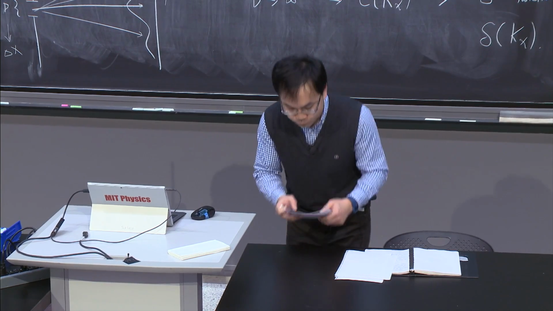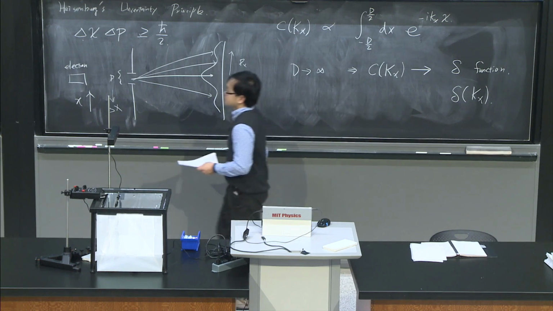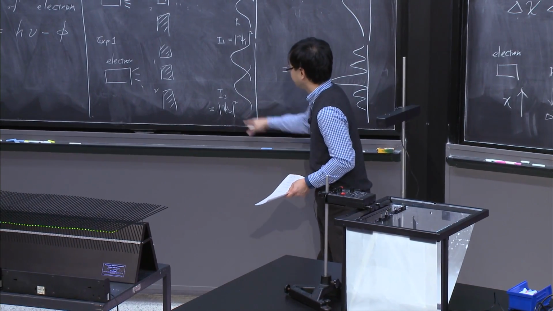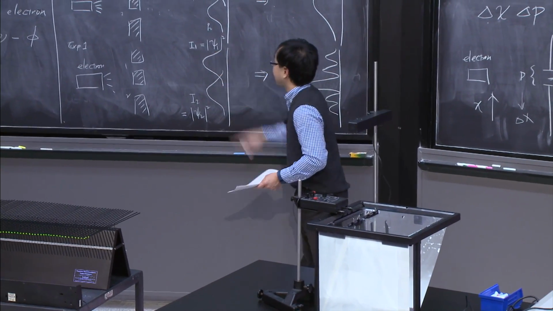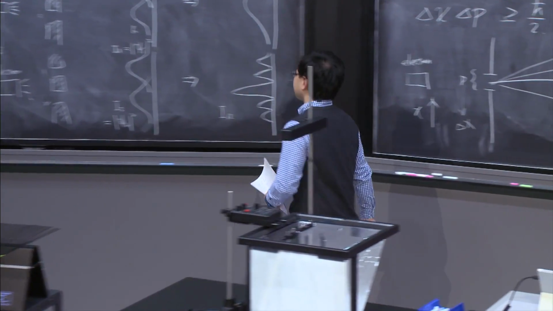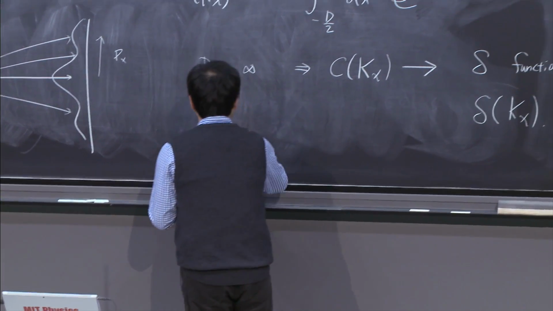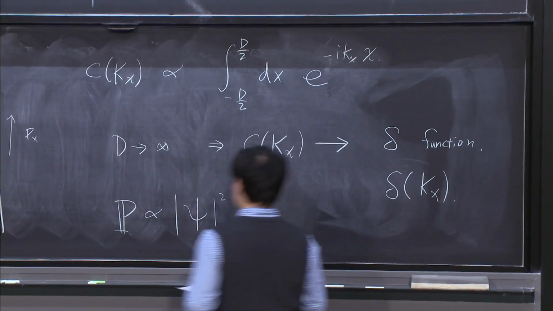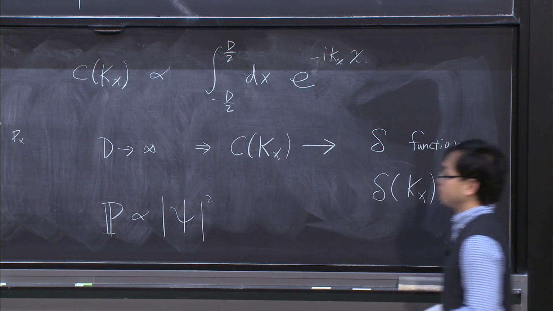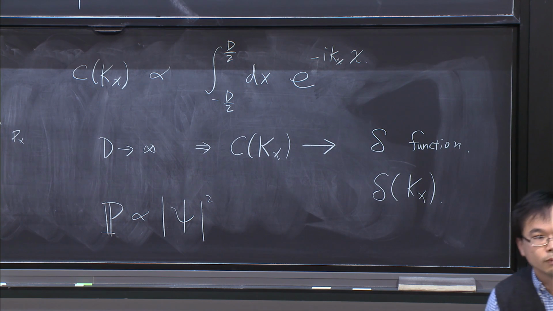Okay. So from those experimental results, we found that the probability of getting a hit on the screen is proportional to psi 1 squared if I only have the first slit there. That means the probability P is proportional to psi squared. And this is probably one of the most crazy results in the physics we have learned so far.